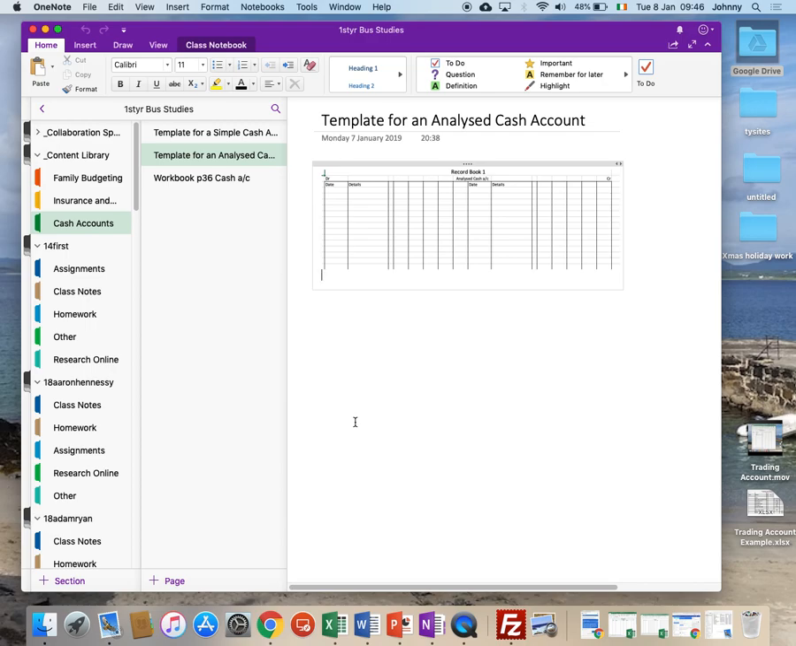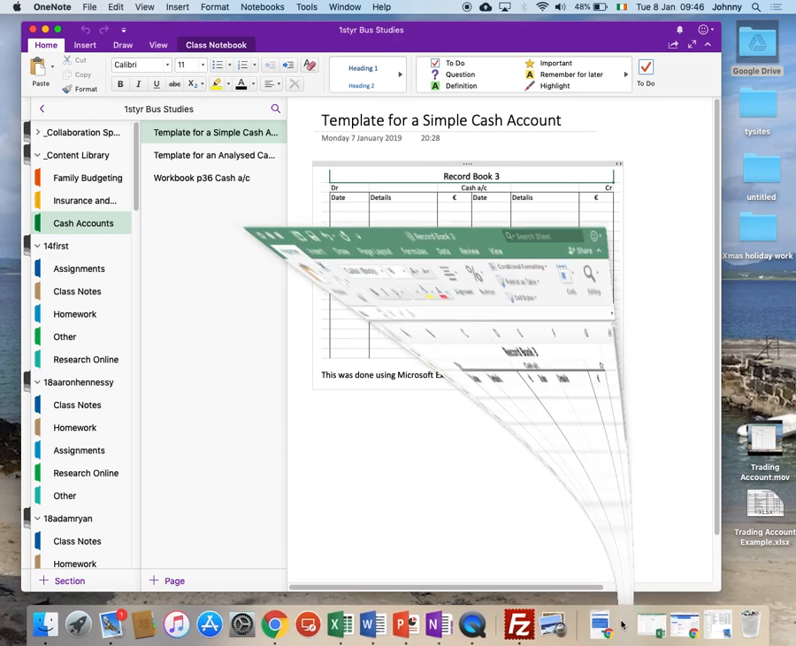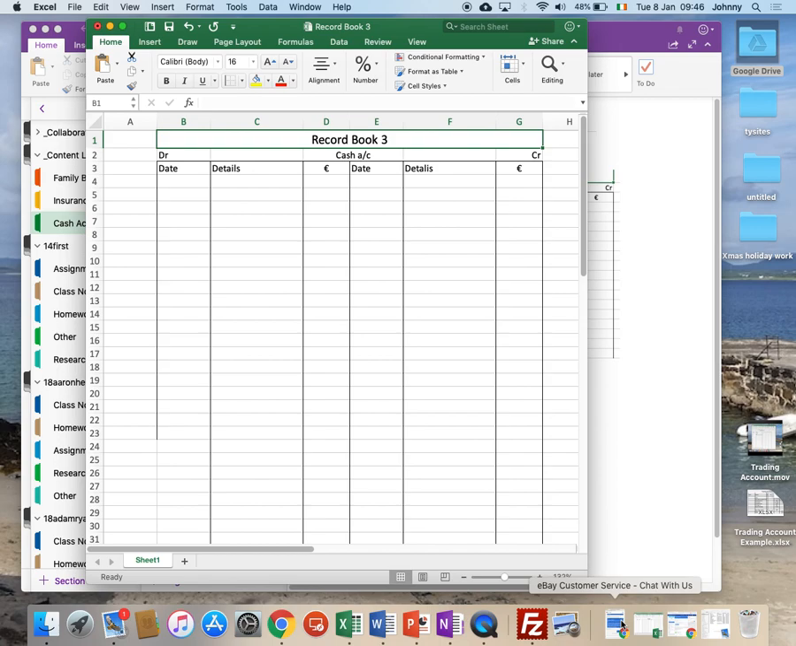Now, what we're going to do is we're going to use the template and make a simple cash account. And I'm going to do what is on page 36, making a simple cash account. I'm going to do it in Microsoft Excel. And then when I'm finished, I'm going to put this onto OneNote. Is everyone okay so far? Yes. Okay. So what I'm using now is Record Book 3.